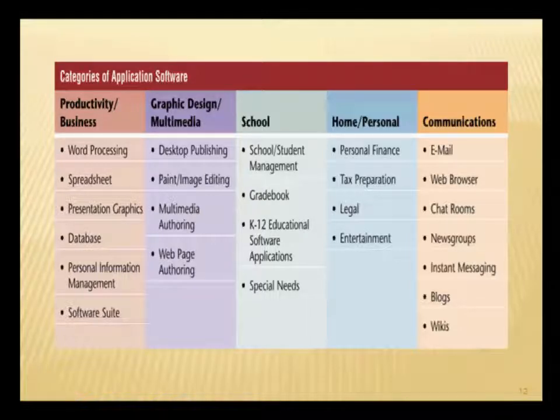Home and personal software includes things like personal finance. The one that we use here at home is Microsoft Money, but there's other software. I think Quicken has one, and I can't think of any more off the top of my head. You also can use tax preparation software that would be included in this category, legal software, and entertainment software.